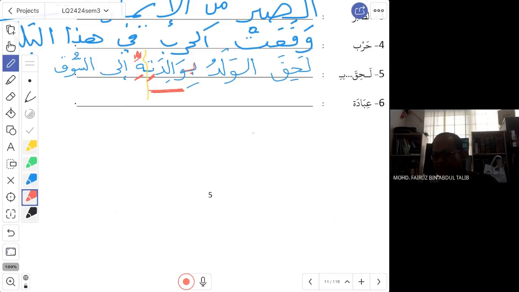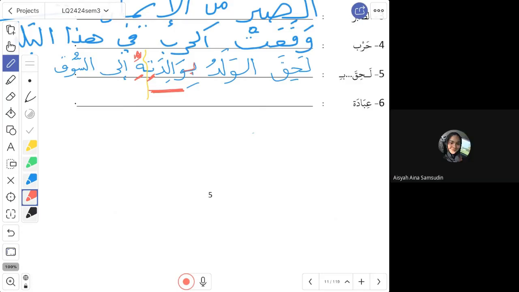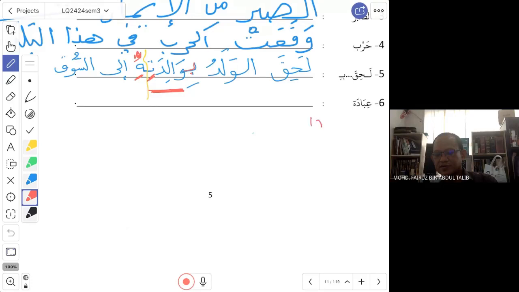But this is not a verb, ibadah. Can I say Muslim worship 5 times a day? Al-Muslim worship. If you want to say that, you need to use a verb. You want to say the Muslim worships God or somebody else, so you need a verb. The verb is abada, ya'budu, worship. But here, this is the noun, or the verbal noun, worshipping.